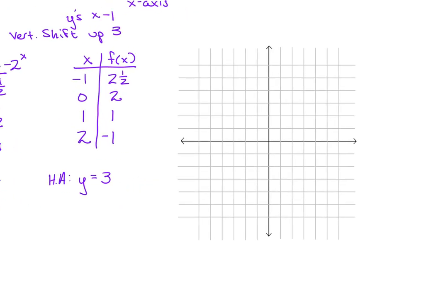All right, if we go ahead and graph this now, I'm going to start with my asymptote. We have an asymptote at y equals 3. And then we want to go ahead and plot our points. So we have -1, 2.5, 0, 2, 1, 1, and 2, -1. And so when we graph this, it should look something like this.